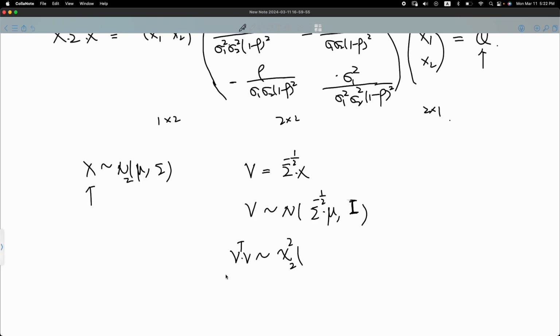But the non-central parameter should be mu transpose mu, except that the mu here, maybe I'll use mu star, multiplied by mu star. So this is our new mu after we take this transformation. So we have mu transpose multiplied by sigma to the negative 1/2, multiplied by sigma to the negative 1/2, and then multiplied by mu. And that is just mu transpose sigma inverse mu for our non-central parameter.